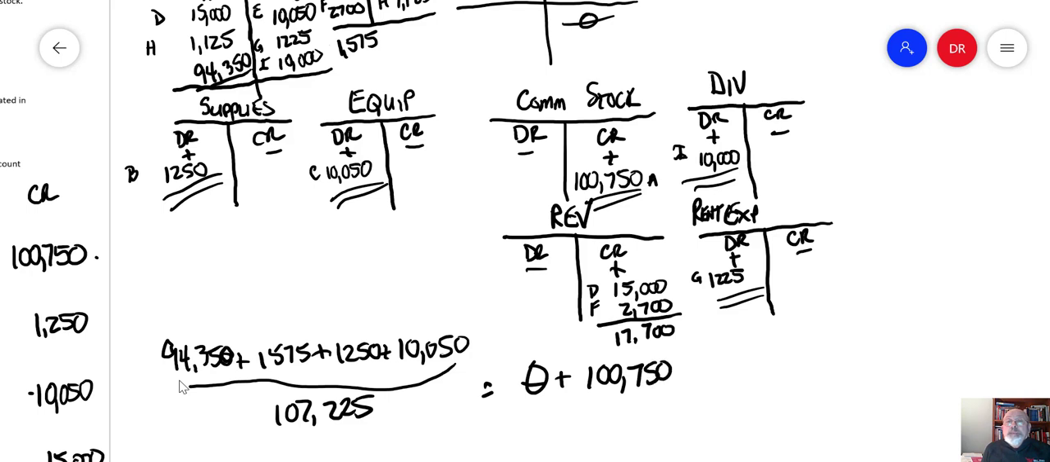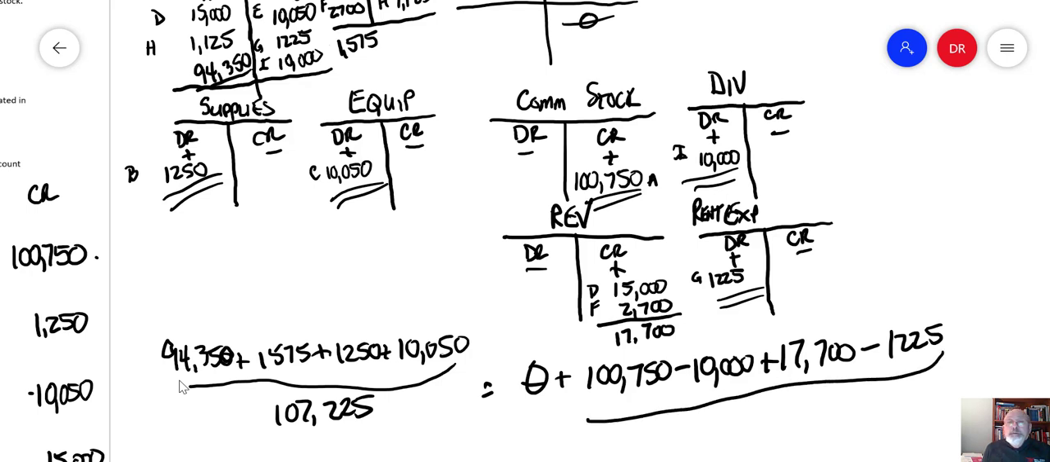Subtract 10,000 in dividends. Add 17,700 in revenue, and subtract expenses of 1,225. When you do the math here, you get 107,225. So we're in balance, and our trial balance worked out.